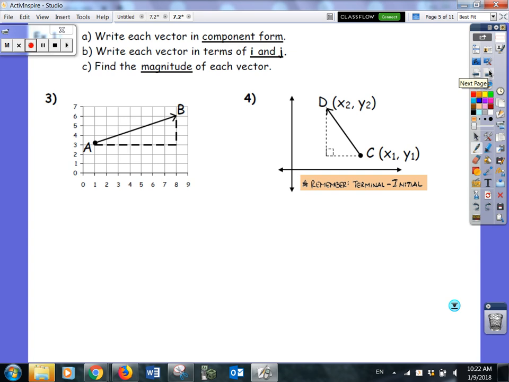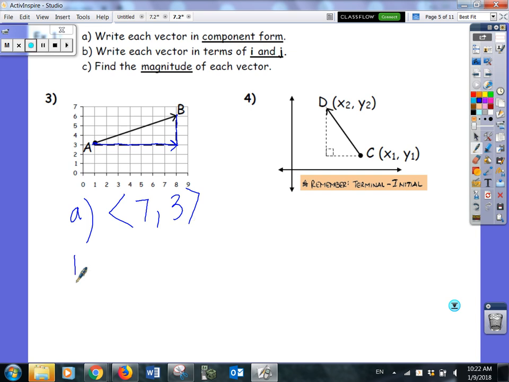All right, number 3, same type of problem, but it just doesn't give you the components. All you have to do on number 3 is actually count, kind of like we did yesterday. So A would be the horizontal component. We always start at the initial point. Okay, the initial point is the dot. The terminal point is the arrow. So we started at the dot, and we went to the right. 1, 2, 3, 4, 5, 6, 7. Since we went to the right, that's positive. And then up, 1, 2, 3. Up is positive, so we get 7, 3.